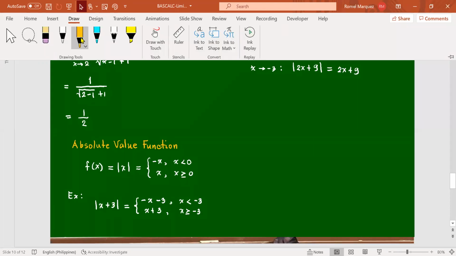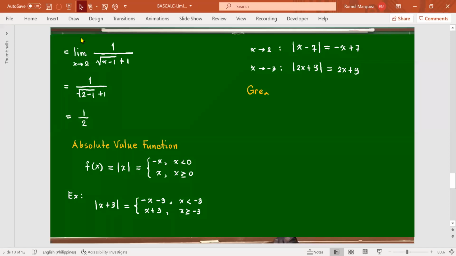What about the greatest integer function? After this, once I have discussed it, I will not teach you other examples anymore, because I already prepared videos that you can watch and go over. I made a lot of examples there. Is that clear, guys? You just watch them. Okay, greatest integer function.